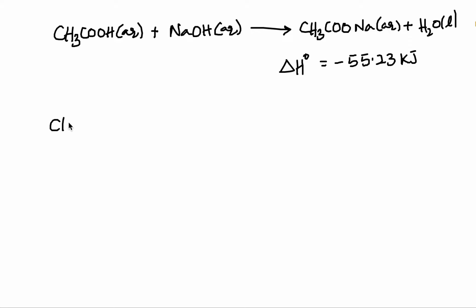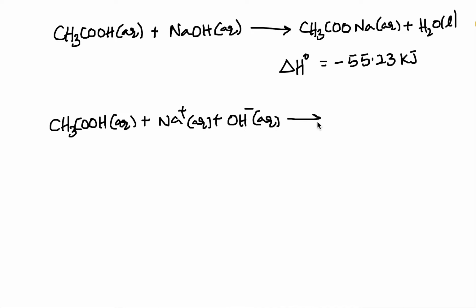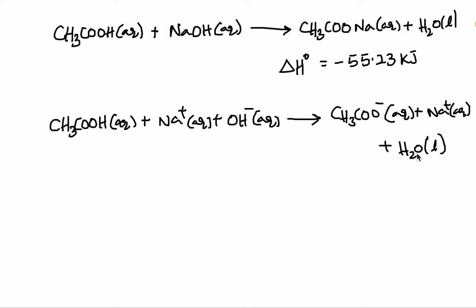So if I write the total ionic equation, this is the predominant species, CH3COOH. NaOH is not predominant, it completely dissociates into ions. And we get CH3COO-, which is a salt, completely dissociated into ions, and H2O liquid. Before the reaction we have Na+, after the reaction we have Na+. So there is no involvement of Na+ ions in the reaction. So what are the species involved in the reaction? These two on the reactant side, and these two on the product side.